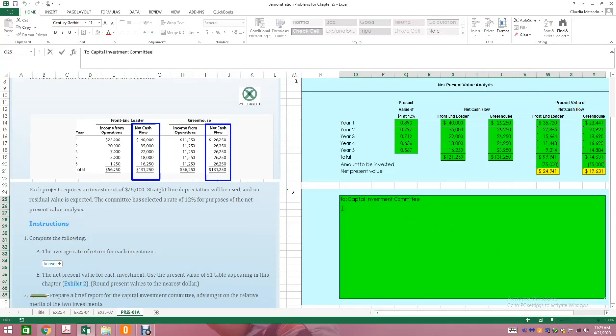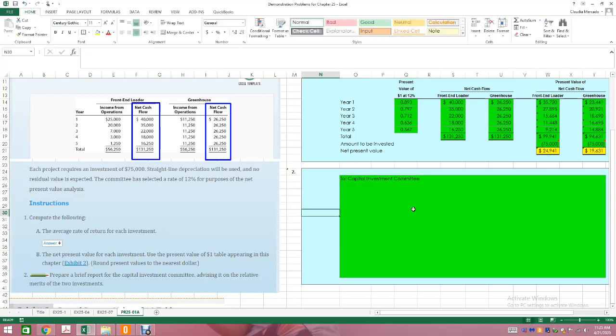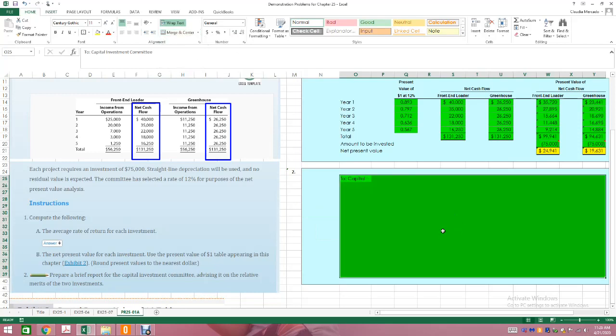I don't want it to merge. Well, I guess they've merged it here. Okay, so let me see if I can unformat this. Unmerge.